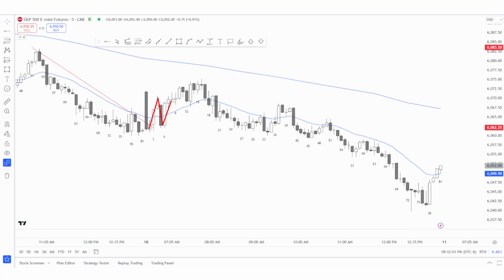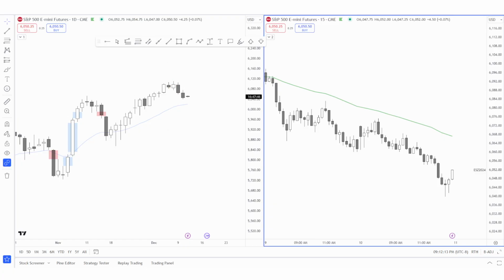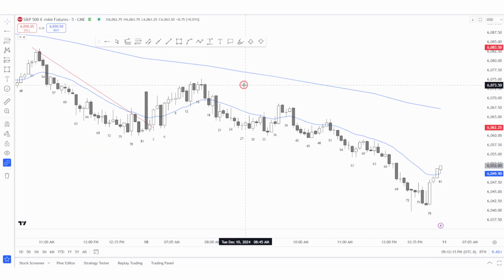Leg 1, pullback, leg 2, pullback, leg 3. Bar 15 is a high one at the top of a trading range. High one at the top of a trading range led to a sell-off.